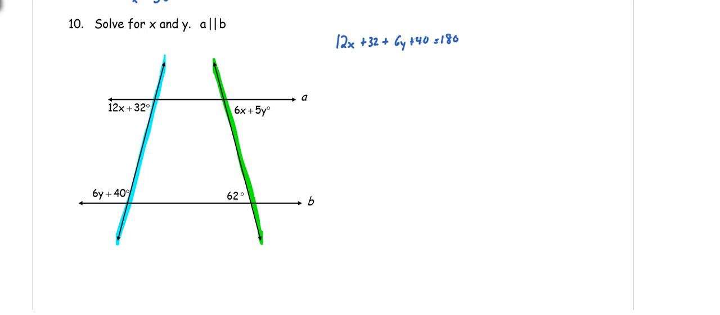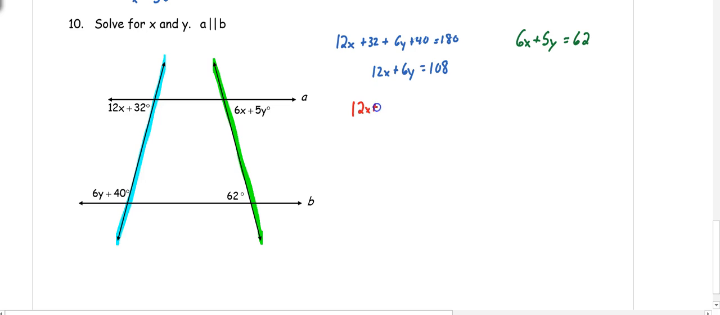On my green line, my angles are on opposite sides of the transversal and between the lines. So those are alternate interior angles. So I'm going to set them equal to each other because they are congruent angles. So that's my first green equation set up for a system of equations. For the blue, we need to subtract 32 and 40 from both sides. So we get 12x plus 6y is equal to, I'm going to subtract 32 and 40 from 180, and I get 108. So now to solve for x and y, we're going to write our equations together and use elimination.